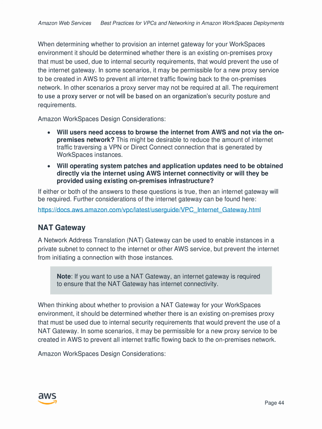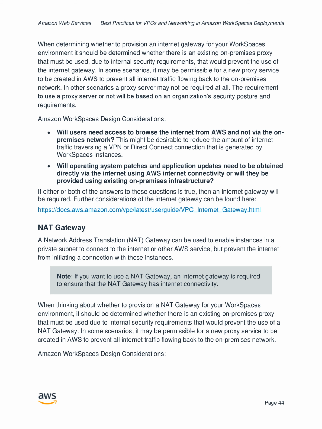When determining whether to provision an Internet Gateway for your workspace's environment, it should be determined whether there is an existing on-premises proxy that must be used, due to internal security requirements, that would prevent the use of the Internet Gateway. In some scenarios, it may be permissible for a new proxy service to be created in AWS to prevent all Internet traffic flowing back to the on-premises network. In other scenarios, a proxy server may not be required at all. The requirement to use a proxy server or not will be based on an organization's security posture and requirements.